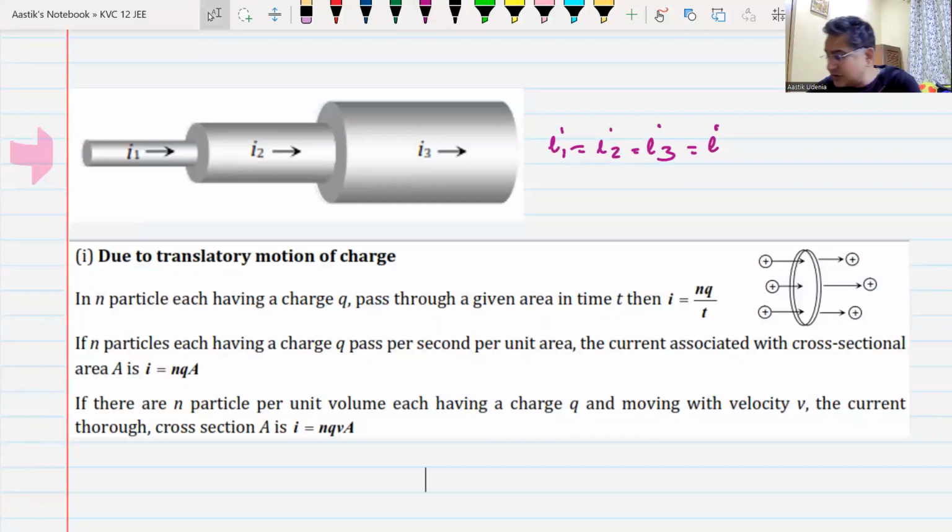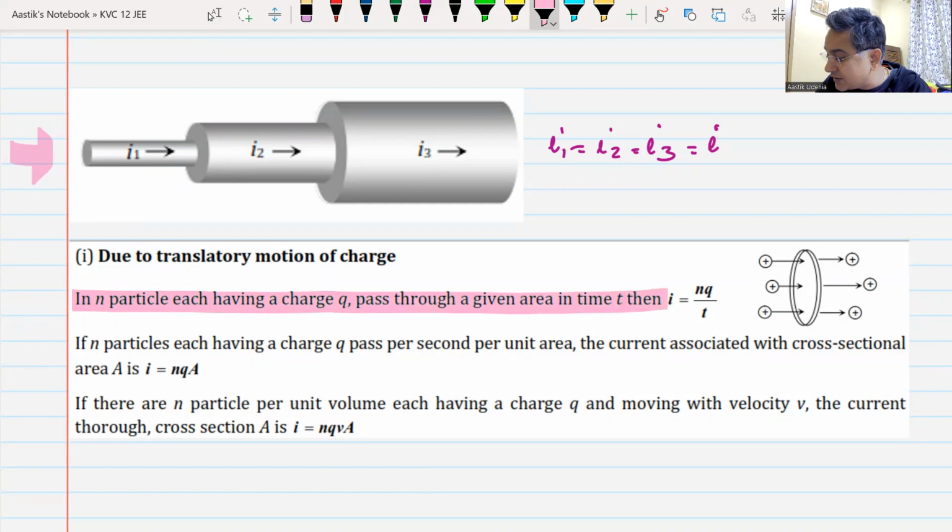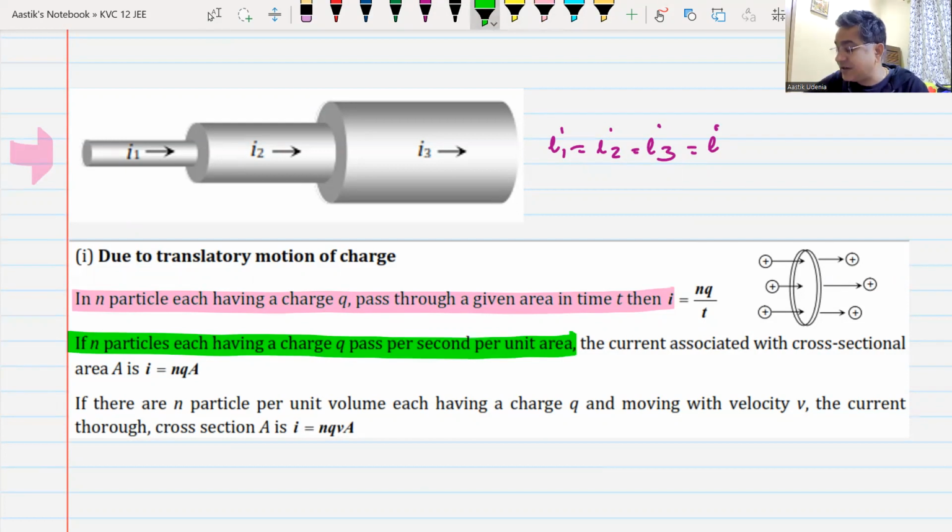I've seen questions based on this, where they give you how many charges are flowing through a unit area in a unit time. So these are the different formulas that you can use. If there are n charges or n particles, each having charge q, passing through a given area in a time t, then the current is the total charge divided by total time, nq by t. Now sometimes instead of giving you the number of particles, they might give you the number of charges per second per unit area. Then you just multiply it by the area.